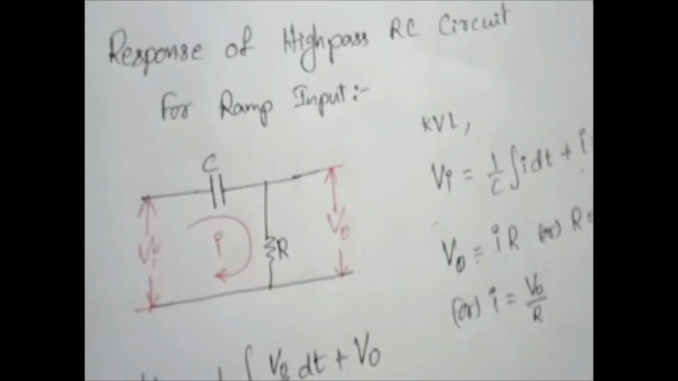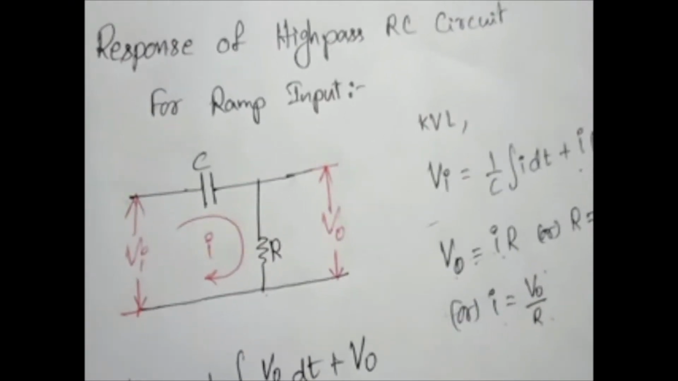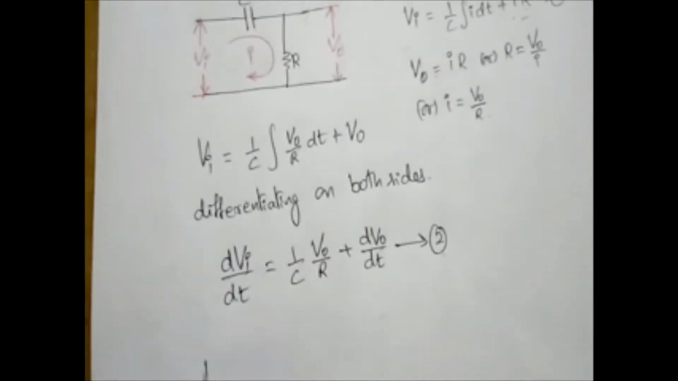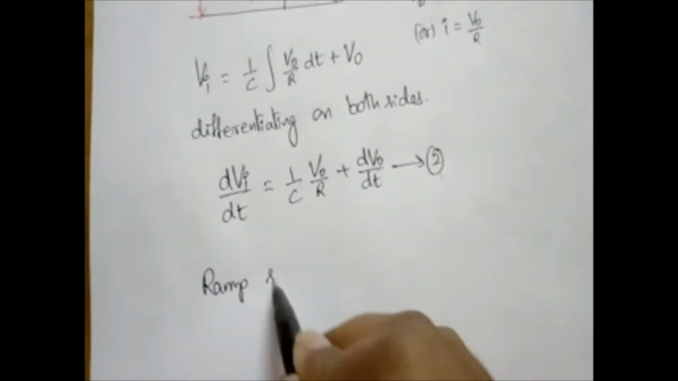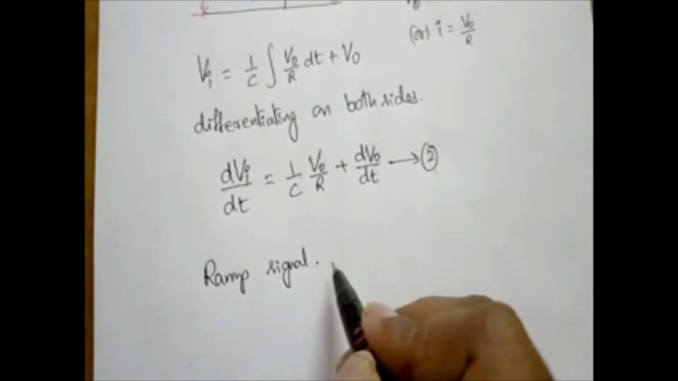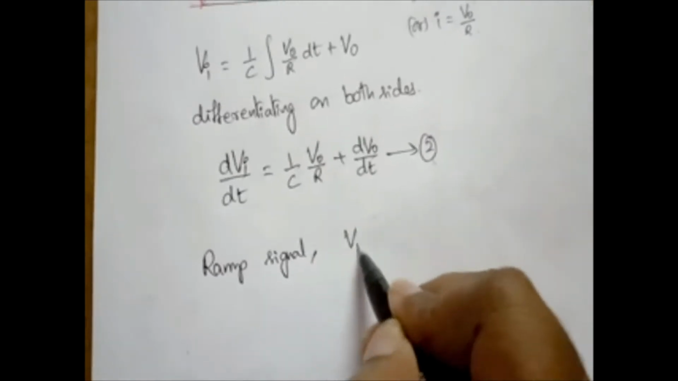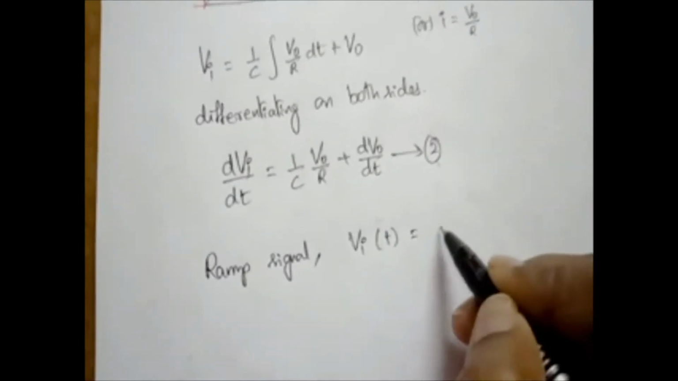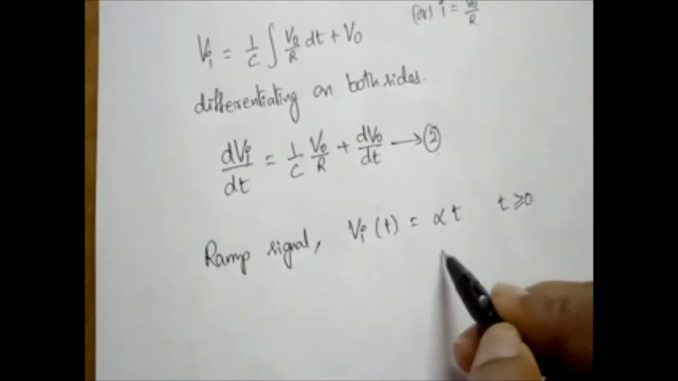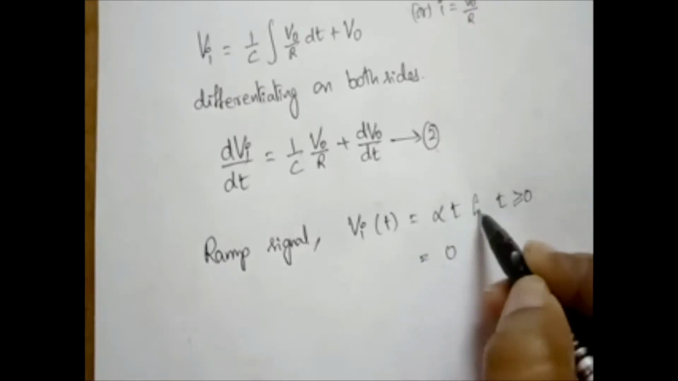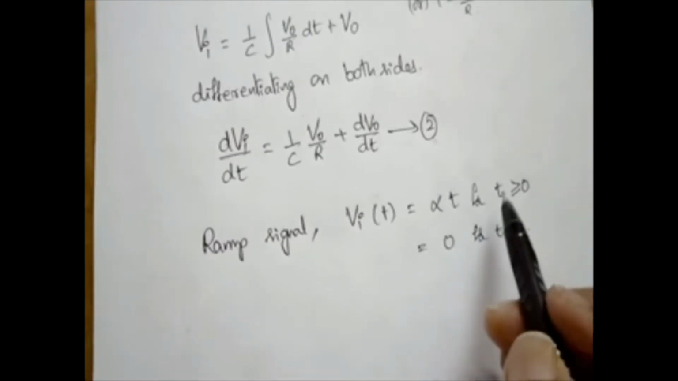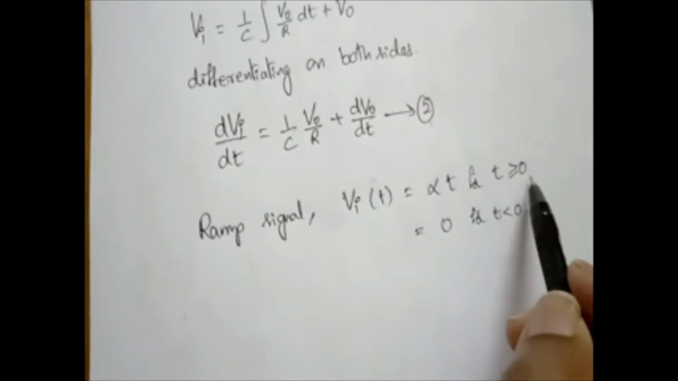So for which input are we taking this response? For ramp input we are finding the response. We already know the definition of the ramp signal: the ramp signal amplitude linearly increases with time. So the ramp signal Vi of t is defined as alpha t for t greater than or equal to 0, and 0 for t less than 0. That means it is defined only after t equal to 0.